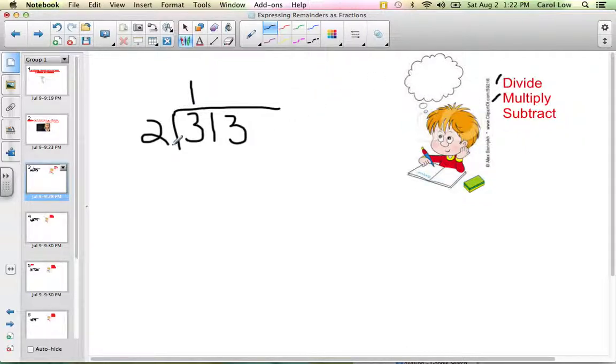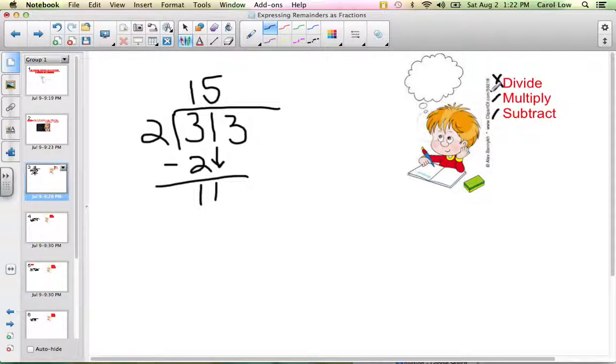Then I look over here and now I multiply. 1 times 2 is 2. And then I go down here and I subtract. 3 minus 2 equals 1. Then I'm going to bring down this number and I start all over again. And I divide. So I'm just going to put a little mark that way. Can 2 go into 11? It certainly can. And it goes in there 5 times. That's the most it can go in there without going over it.